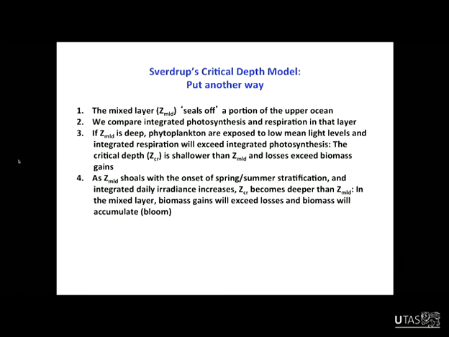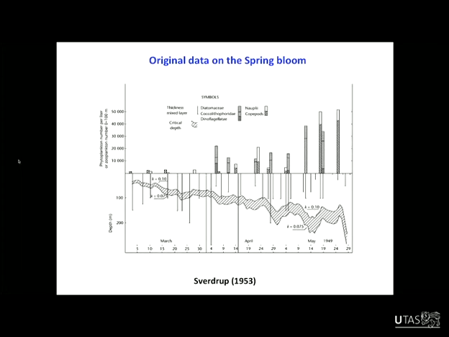Okay, so that just says this in a few bullet points here. The mixed layer seals off the upper part of the ocean. If we integrate photosynthesis and respiration in that mixed layer, and the mixed layer is deep, then phytoplankton are exposed to low light levels on average. They're being mixed down very deeply, and so the amount of photosynthesis relative to the loss terms is less, so there can't be a net gain of photosynthetic material. But as the mixed layer gets shallower, we're sealing off a shallower section of the upper ocean, and the gain terms are greater than the loss terms, and so we get net accumulation of biological material.